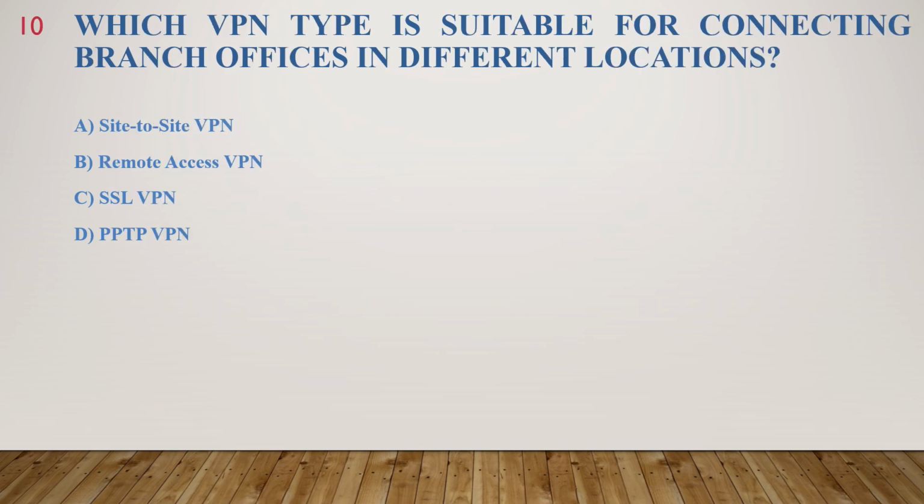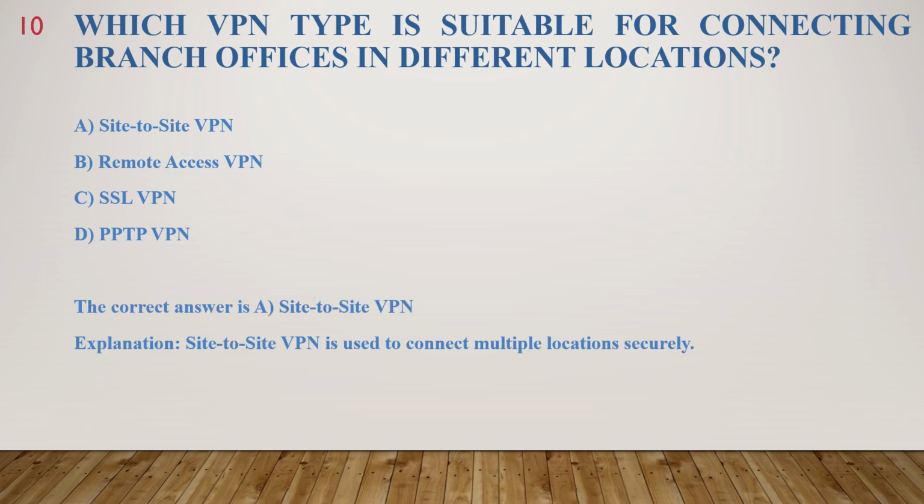Question number 10. Which VPN type is suitable for connecting branch offices in different locations? A. Site-to-site VPN. B. Remote access VPN. C. SSL VPN. D. PPTP VPN. The correct answer is A. Site-to-site VPN. While all options can technically be used for connecting branch offices, site-to-site VPNs offer the most suitable and secure solution for this purpose due to the following key advantages.